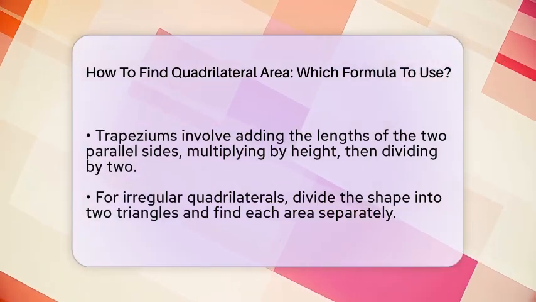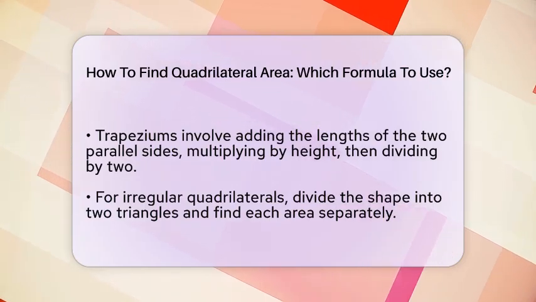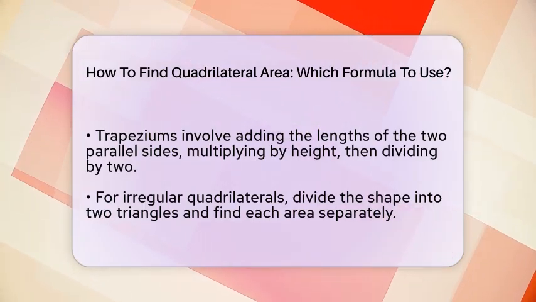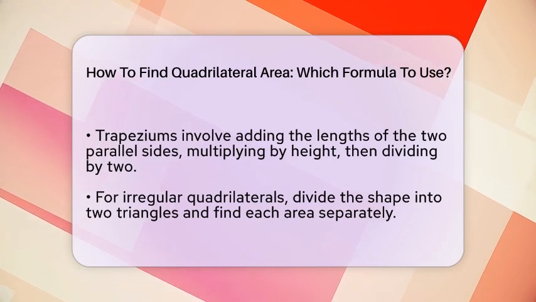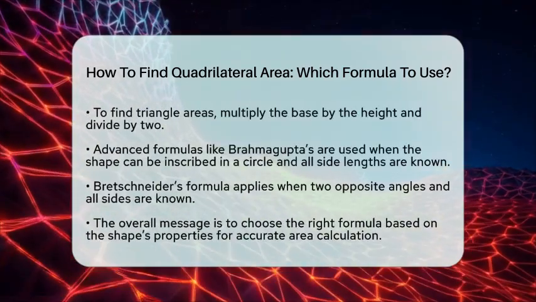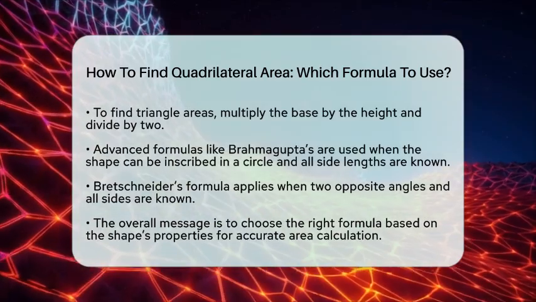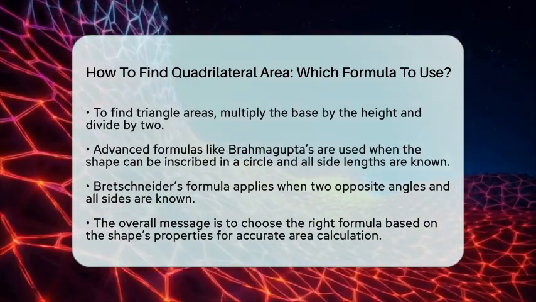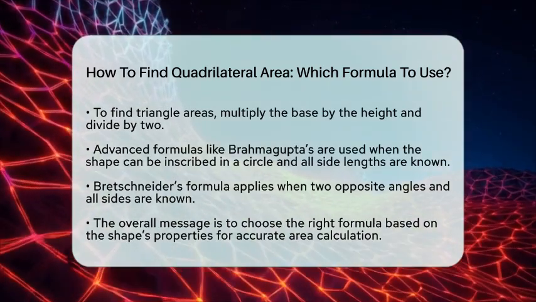For more complex shapes, advanced formulas like Brahmagupta's formula can be used if you know all four sides and the shape can be inscribed in a circle. This formula involves the semiperimeter, which is half the sum of all sides, and the diagonals. It's a bit more complicated but very useful for certain irregular shapes. Bretschneider's formula is another option when you know two opposite angles and all sides.